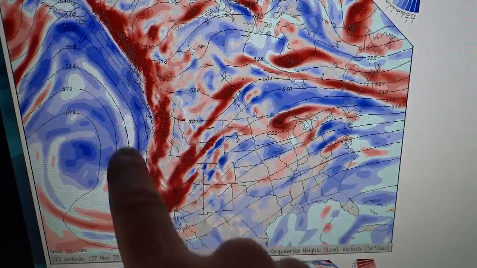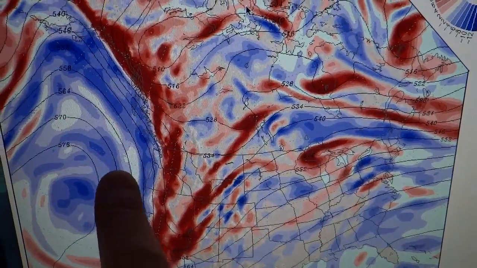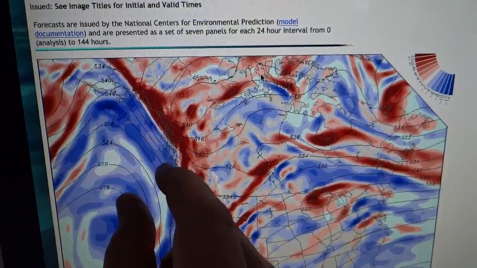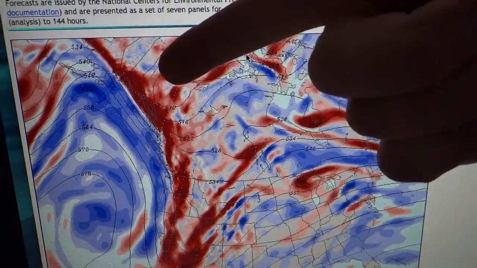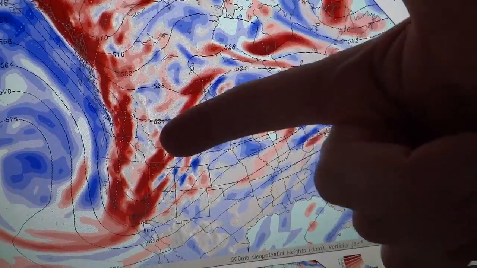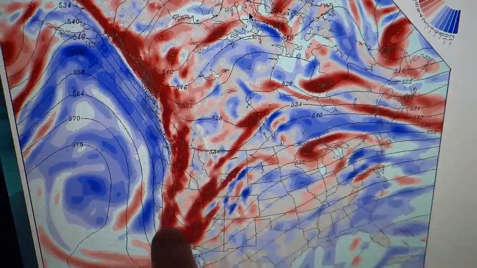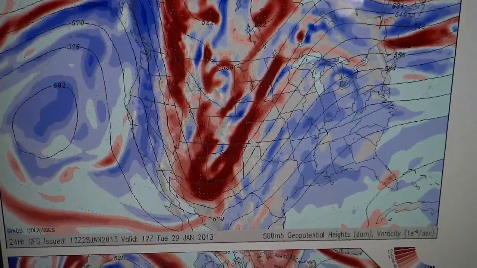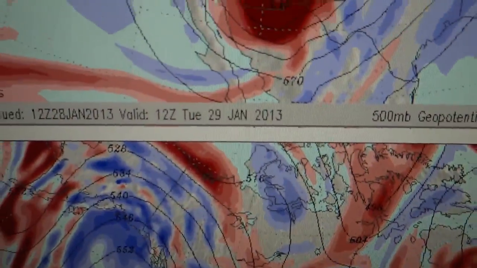So if they're building this ridge out here, the question is, is this energy pushing farther to the west, or are they muscling this ridge inland? So this next storm that slips south, does it come along the coast or does it come inland? And those two different paths will mean a world of difference when it comes to later in the week. We'll go to Tuesday morning.